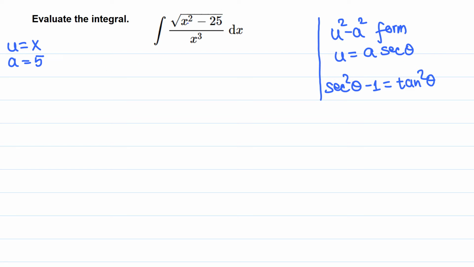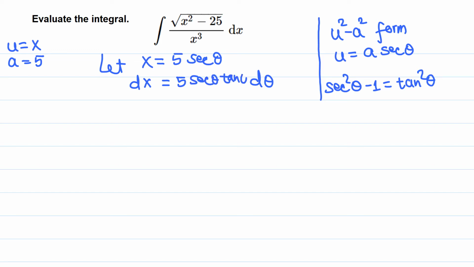So in this particular question, x squared means u is x, and 25 means 5 squared, so a is 5. So we let u equals a secant theta, which means x equals 5 secant theta. Find derivatives of both sides, dx over d theta. I'm going to write on the other side. The derivative of 5 secant theta is 5 times the derivative of secant, which is secant tangent.